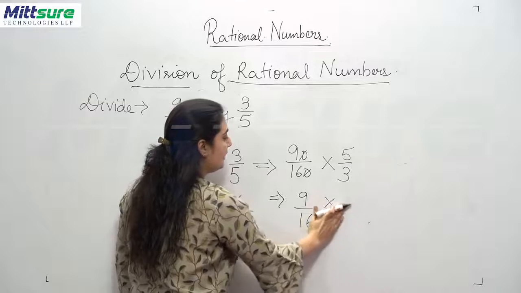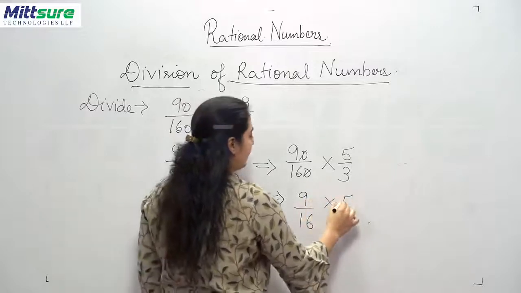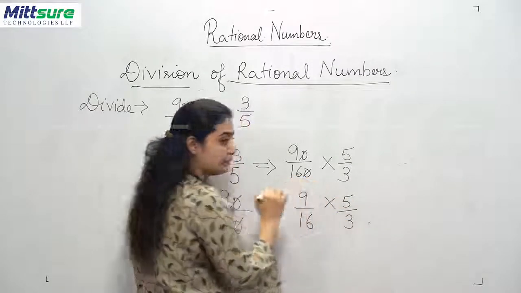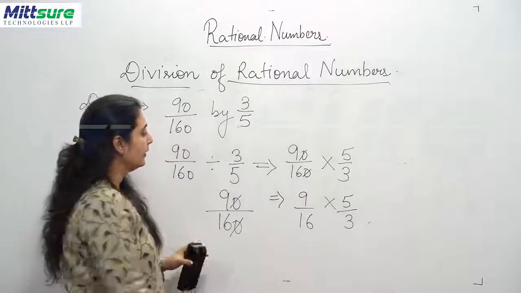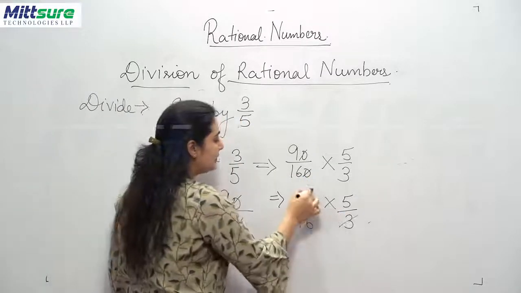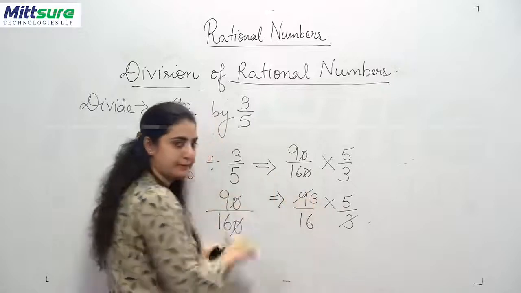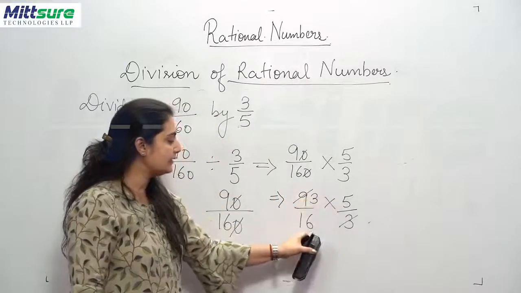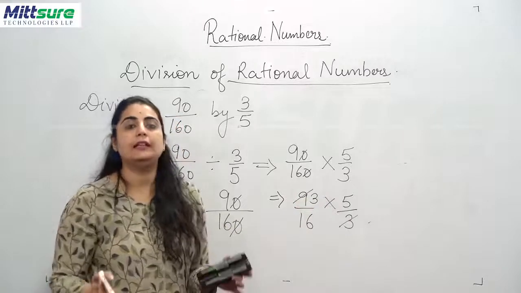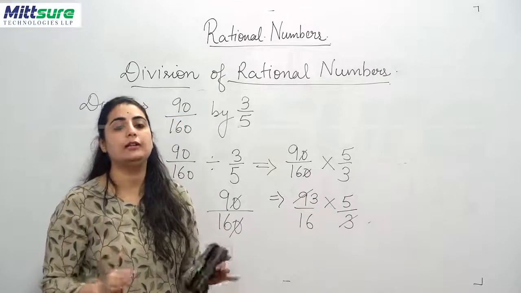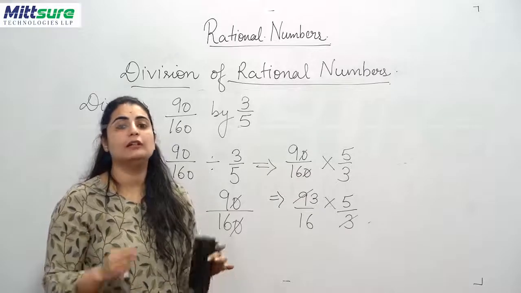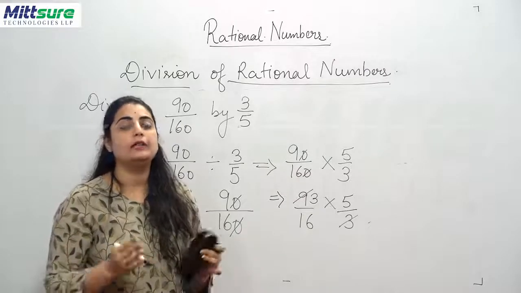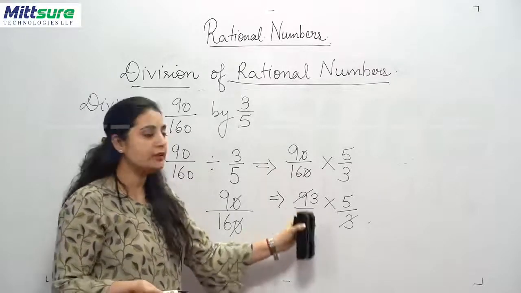We are supposed to write the multiplicative inverse, that is 5 upon 3. Clear? Now 3 cancels 9 3 times. Clear? 16 and 5, and 3 and 16 do not have anything in common. That means they are not the factors of each other and also they are not the multiples of each other. So we cannot cancel them.